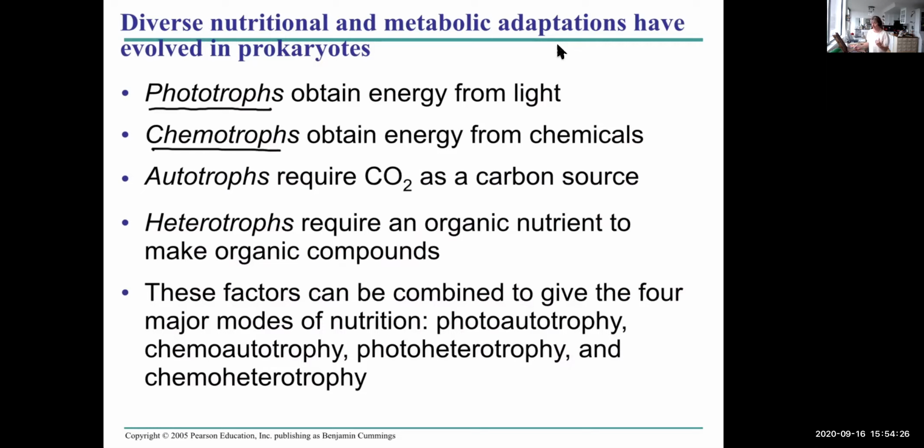Chemotrophs, that's you and me. We obtain energy from chemicals. So we take that glucose that's been made by the plant, we ingest it, and that's where we get our energy. It goes through the mitochondria through cellular respiration.